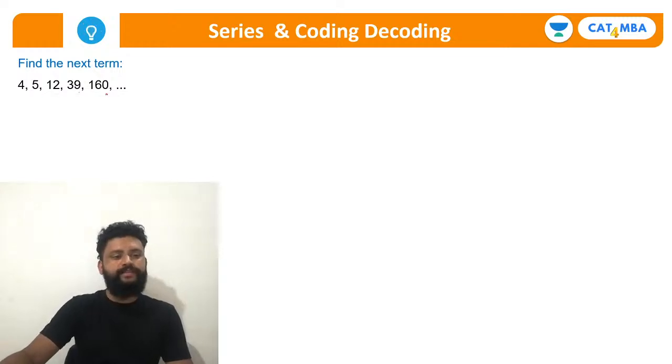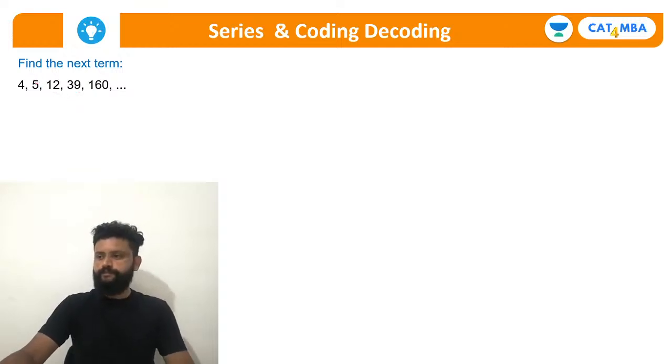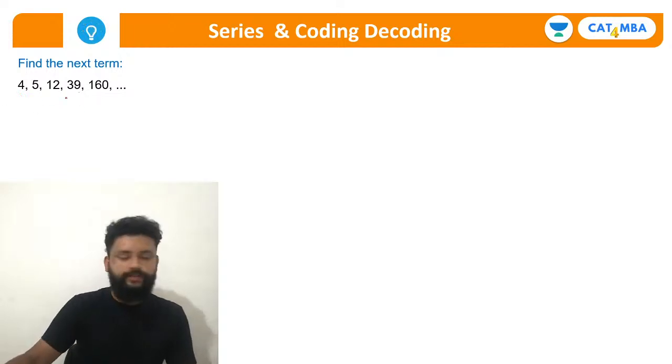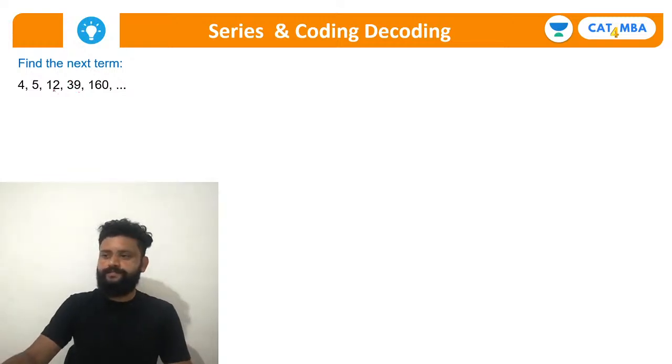4, 5, 12, 39, 160. So here is 4, 5, 12, 39, 160. How to get the answer? Think about it. What will be the next number, Nicole, Deepika? 4, 5, 12, 39, 160.